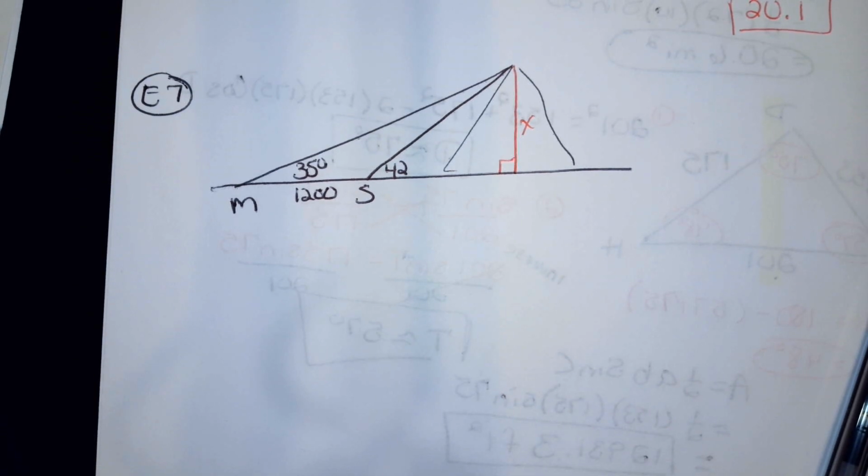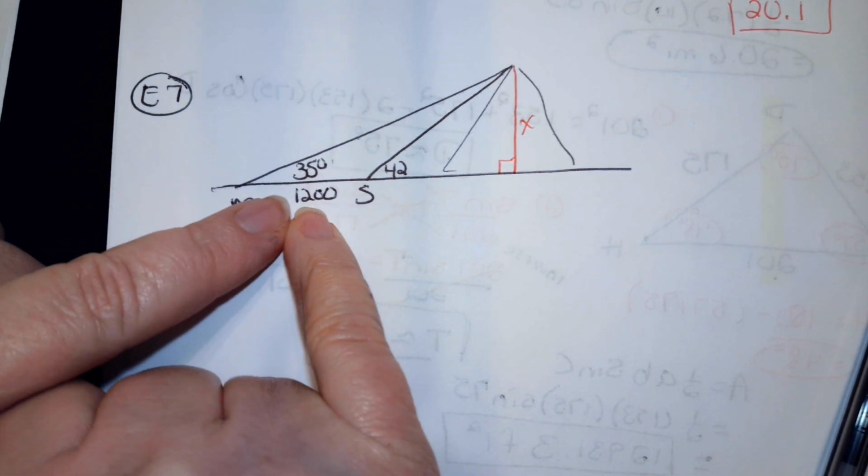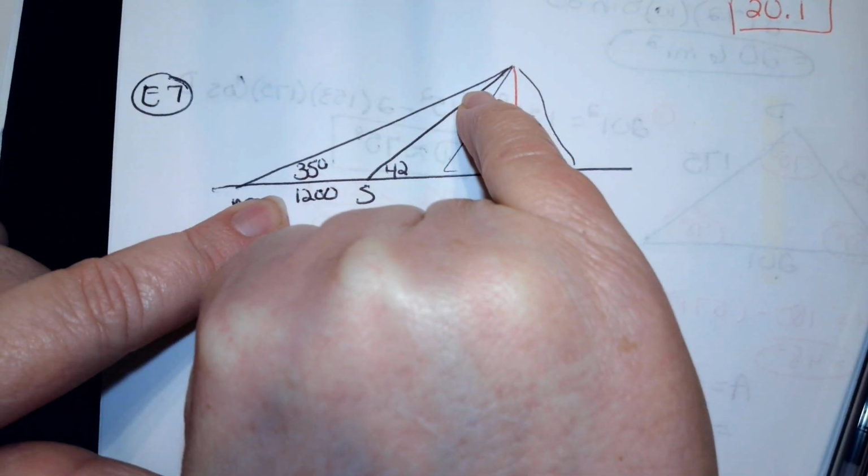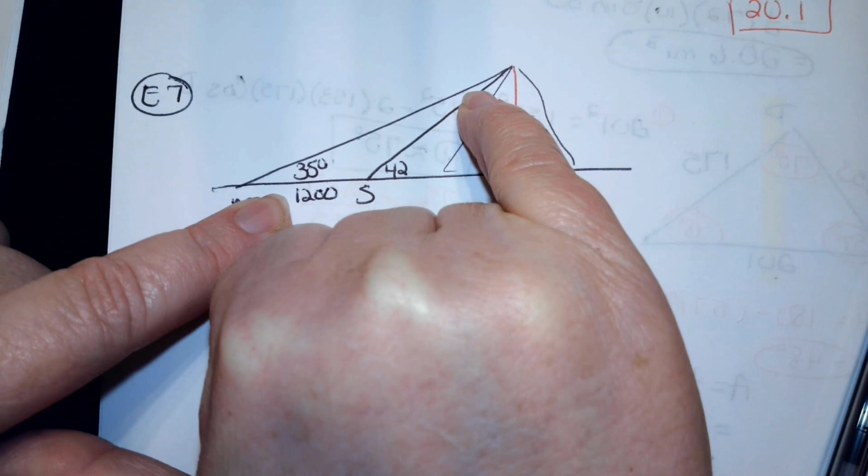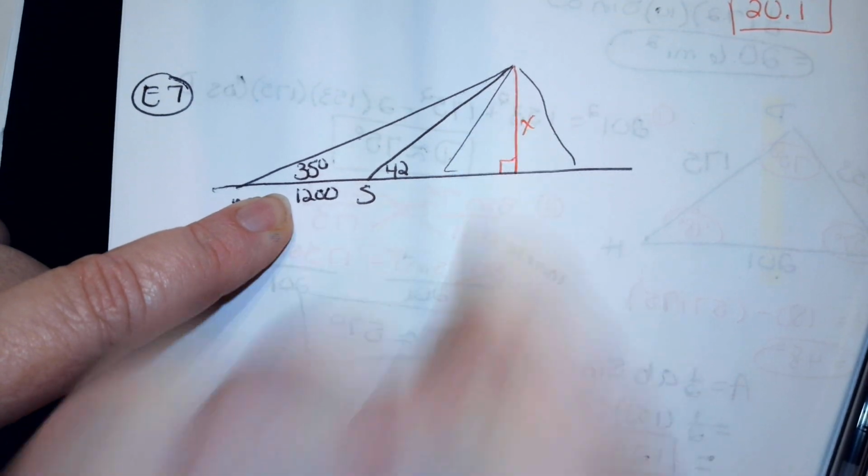Alright, so we know that we're working with either law of sine or law of cosine, and we need an angle on the opposite side. Are we given an angle on the opposite side anywhere? No. The only side we're given is this right here, and it's opposite of that angle. But do we have enough information to find that angle?